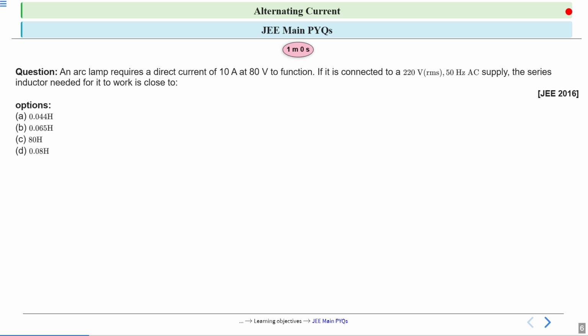So what amount of inductance do we need to connect in series with the resistor, or the arc lamp? The options are 0.044 Henry, 0.065 Henry, 80 Henry, or 0.08 Henry. I will give you some time to think about it.